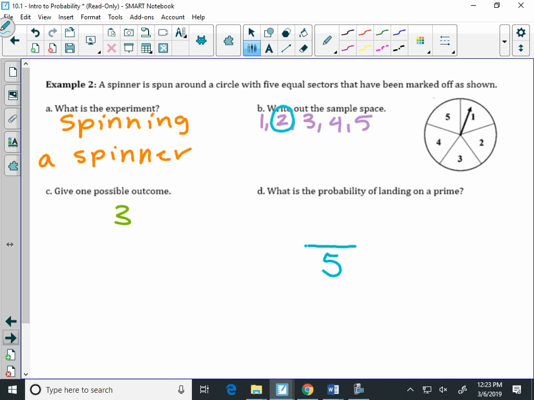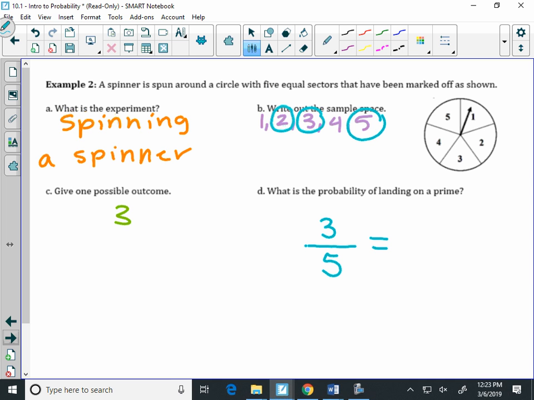What's the definition of a prime number? Only what? 1 and itself are factors. It can only be multiplied by 1 and itself. So is 3 prime? Is 4 prime? No, because 2 times 2. 5 is prime. So how many in our sample space are prime? 3 out of 5.